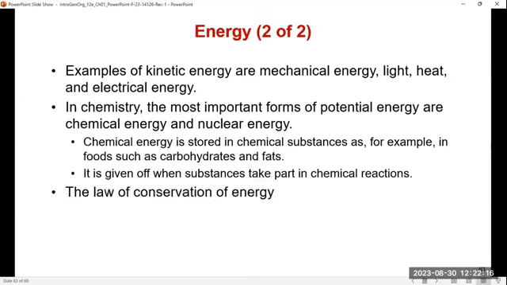All kinds of energy, potential and kinetic, follow the law of conservation of energy. That's also called the first law of thermodynamics, which is a statement that energy can neither be created nor destroyed. So the only thing you can do is convert one form of energy to another.